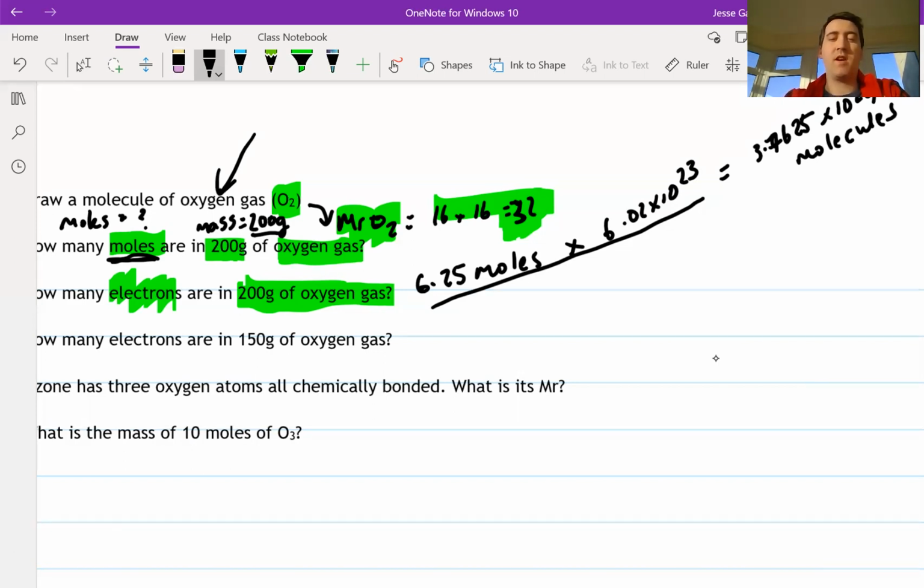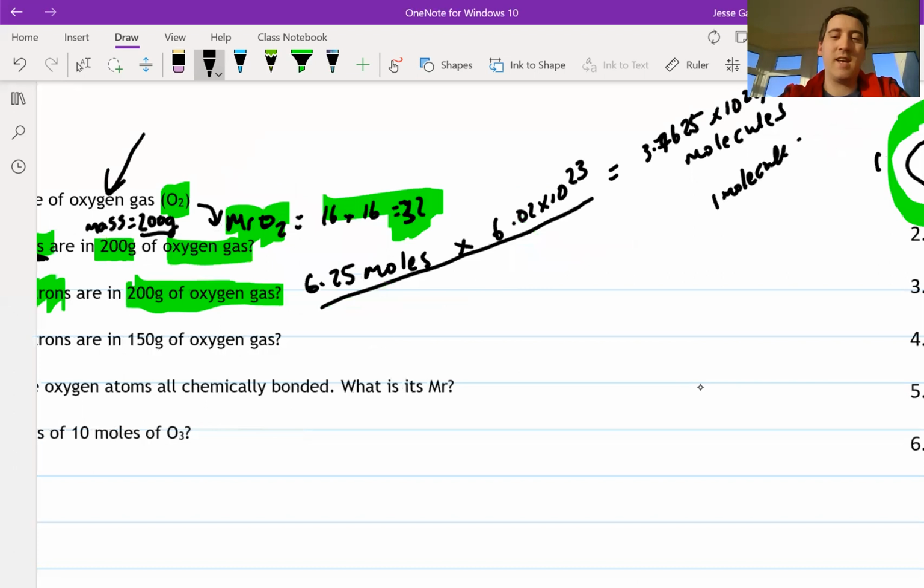So you will figure out, hopefully you have figured out, pause the video if you haven't worked that out, how many electrons are in a molecule of O2. Okay, so hopefully you figured out that 1 molecule of O2 has 16 electrons, 8 for each atom of oxygen. So you've got to take this many molecules and multiply by 16 to get the number of electrons.